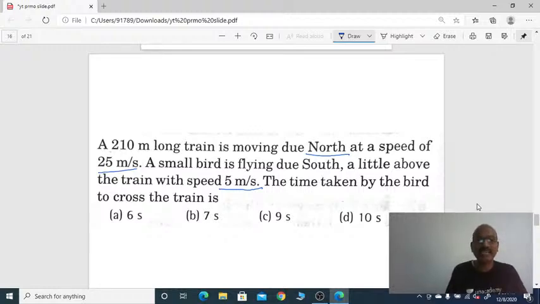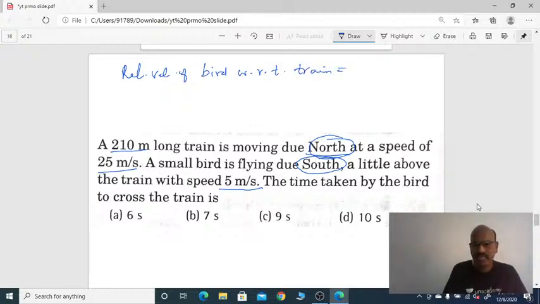Relative velocity. See here, the train is moving to the north, and a small bird is flying in the opposite direction, south. Then what is the relative velocity of the bird with respect to the train? Since the relative velocity will be VA plus VB, that is the velocity of the train plus the velocity of the bird, so 30 meter per second relative velocity.